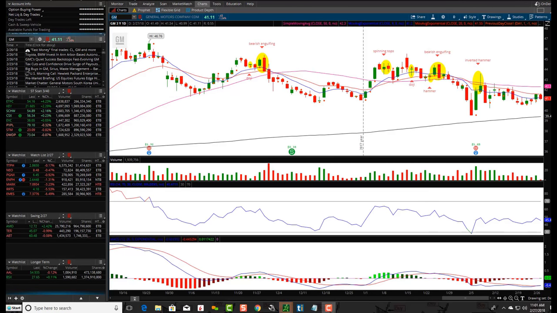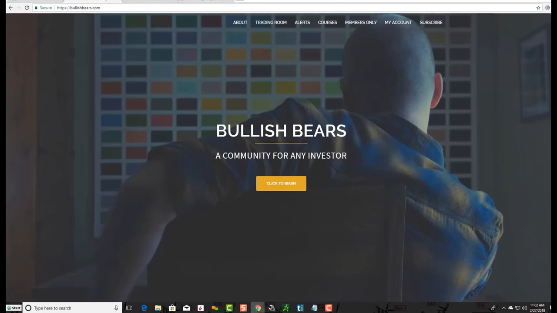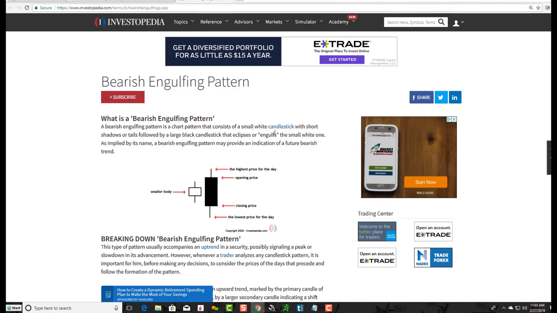Wanted to make this video on the bearish engulfing pattern. I'm going to show you some really good examples and maybe some not so perfect ones. Before I get started, a very handy resource to use is investopedia.com. If you ever have any questions on anything, you can go to investopedia.com and type in any terminology you want up here.